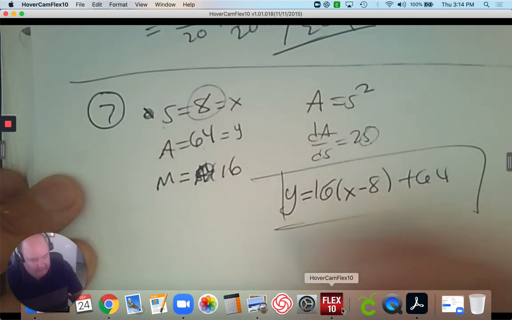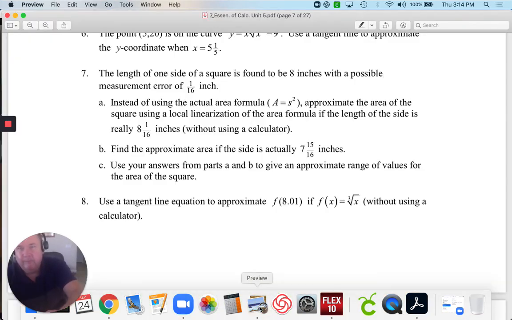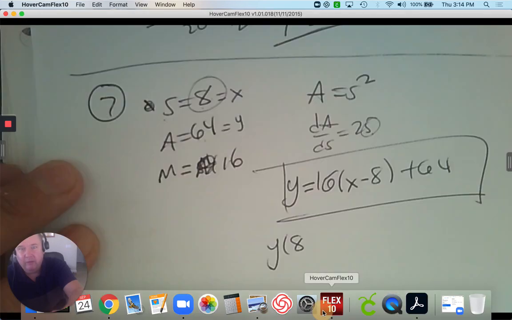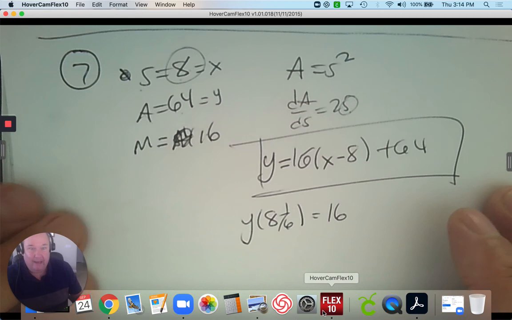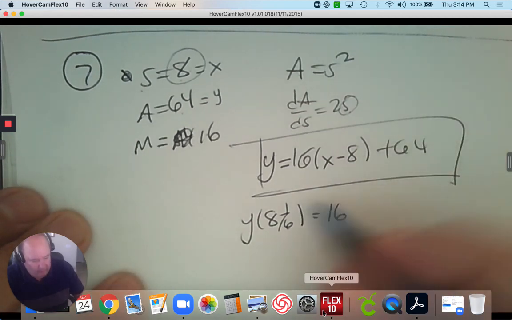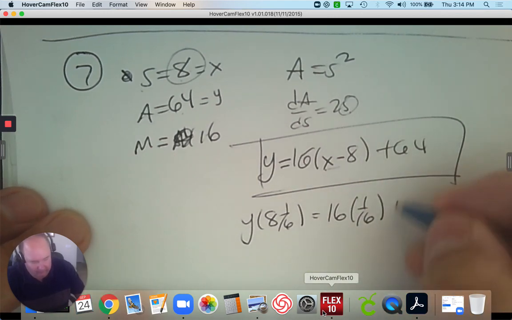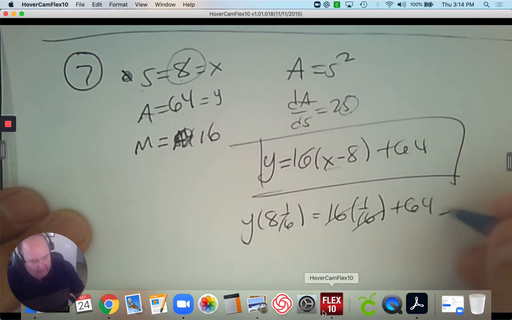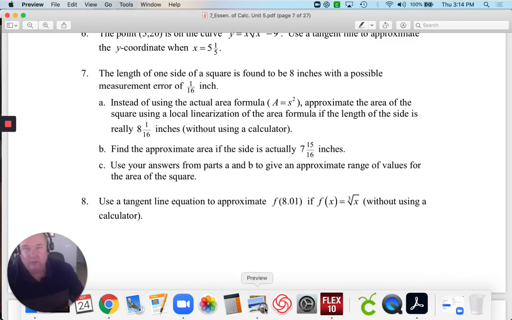Now I have the tangent line. So what am I approximating with that? 8 and what, 1/16? Yes. So 8 and 1/16. So then plug that in to find the estimate. If I plug in 8 and 1/16 and subtract, I'm just left with 1/16. Notice the 16s divide out and you get the answer 65. Do I have a unit there? Inch. So that would be 65 inches squared. So the approximate area would be 65 inches squared.